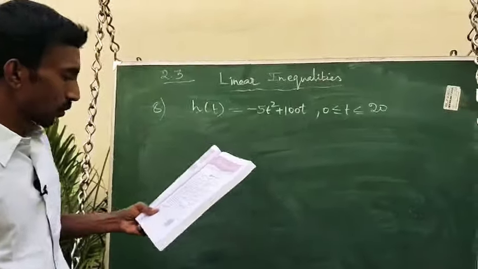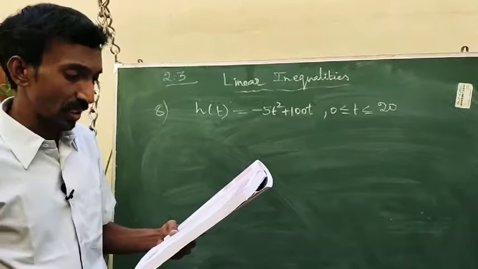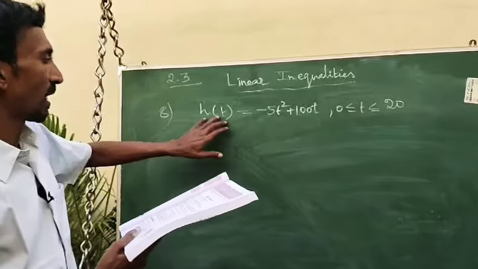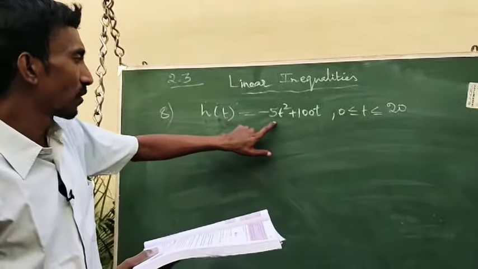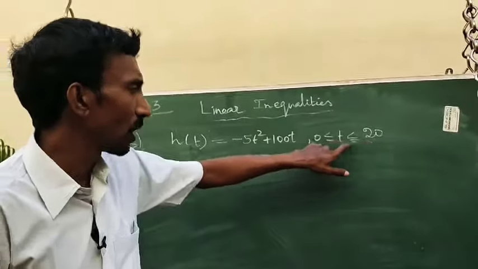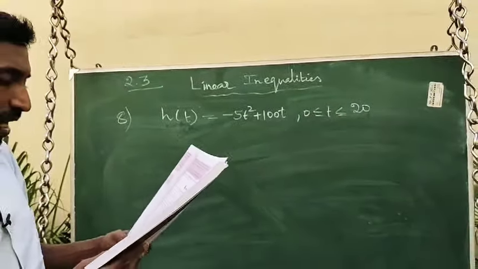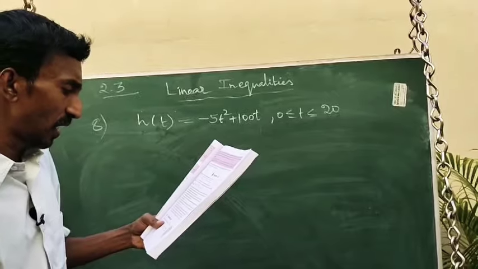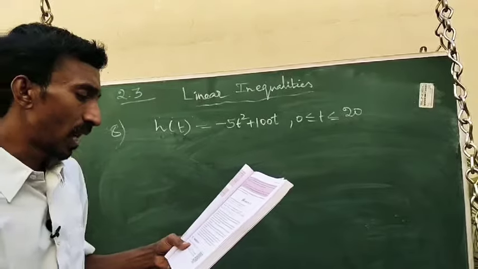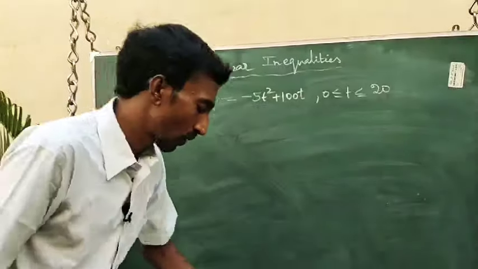Question number 8 in exercise 2.3. The question is, a model rocket is launched from the ground. The height reached by the rocket after t seconds from liftoff is given by h of t equal to minus 5t squared plus 100t, and t lies between 0 and 20, that is, 0 less than or equal to t less than or equal to 20. At what time is the rocket 495 feet above the ground?